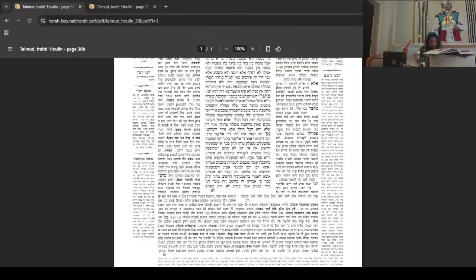Reish Lakish is not mechashev. Ein mechashvin me'avoda l'avoda, and we don't learn from machshevet pigul, and we don't learn from the inside to the outside.